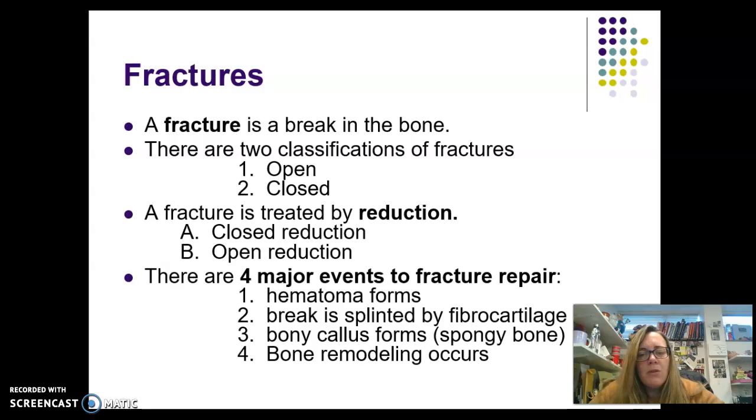The next step is a bony callus, which is going to be kind of like papier-mâché on the outside of that bone. And then over the process of weeks to months, bone remodeling is going to occur. So you've got that collar on the outside.